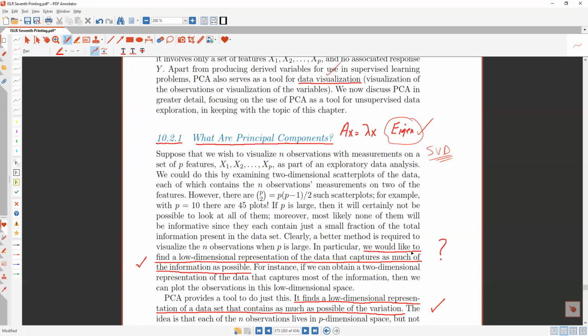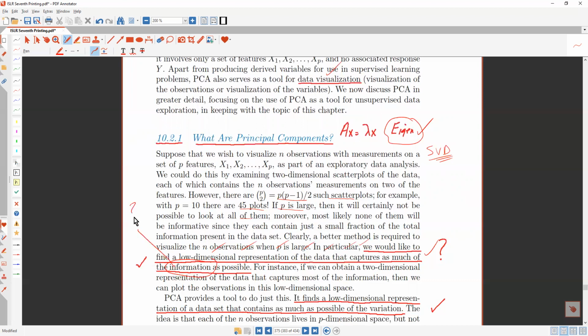So we've got a lot of scatter plots, right? We've got this many scatter plots, and it produces a lot of plots. So if P is large, then it's certainly not possible to look at all of them. So we want to break down and do the dimension reduction. Here's the key, which we've talked about. We'd like to find the low dimensional representation of the data that captures as much of the information as possible.